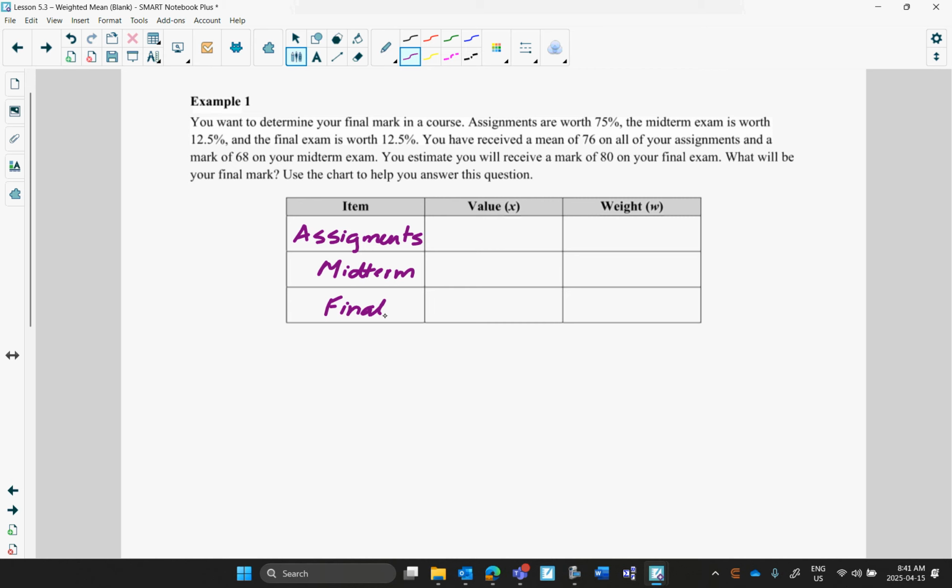So let's say you did several assignments, they were averaged out. Your mark was 76. That's why it says a mean of 76. You scored 68 on the midterm, and you scored 80 on the final. Now, normally when we talk about percentages, we put them in decimal form. You don't have to, it'll still work when you use the formula, but I'm going to put it in decimal. So 75% is 0.75. 12.5% is 0.125. And another 12.5% is 0.125.